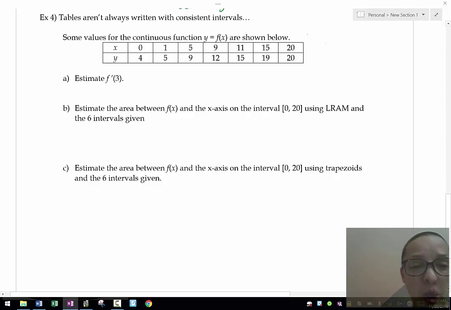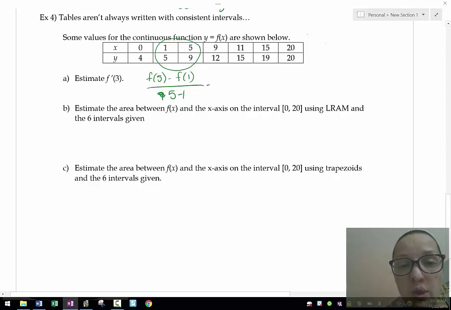Some values for a function are given below. Estimate f prime of 3. All right, so f prime of 3 would be when we hug the point, and the closest I can get is between 1 and 5. So if I want to hug the point here, I'm going to do f of 5 minus f of 1 over 5 minus 1, which is 9 minus 5 over 4, which is 1. All right, so there's an estimate for f prime of 3.